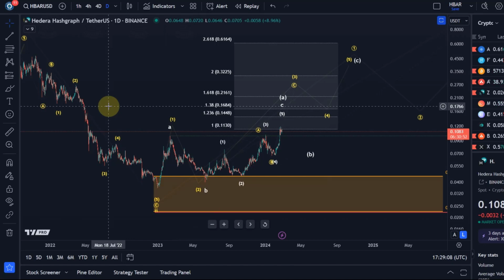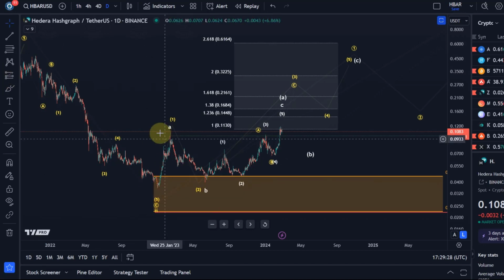Even though I have to highlight here that we are not dealing with impulsive structures here, so we have to be on the side of caution. Impulses are the most reliable patterns. This here looks more like, well, either a diagonal, which is the yellow scenario there, and we are going to talk about it, or an ABC structure in the white count.